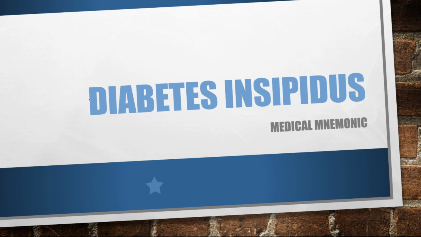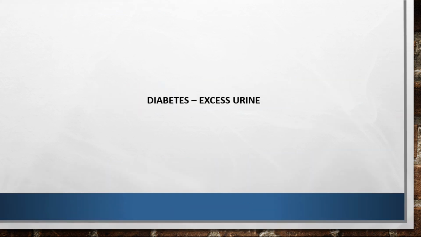Hello guys, today we're going to learn about diabetes insipidus. Diabetes means excessive urine formation and insipidus means tasteless. So in case of diabetes insipidus, tasteless urine is formed, whereas in diabetes mellitus, the urine is actually sweet.